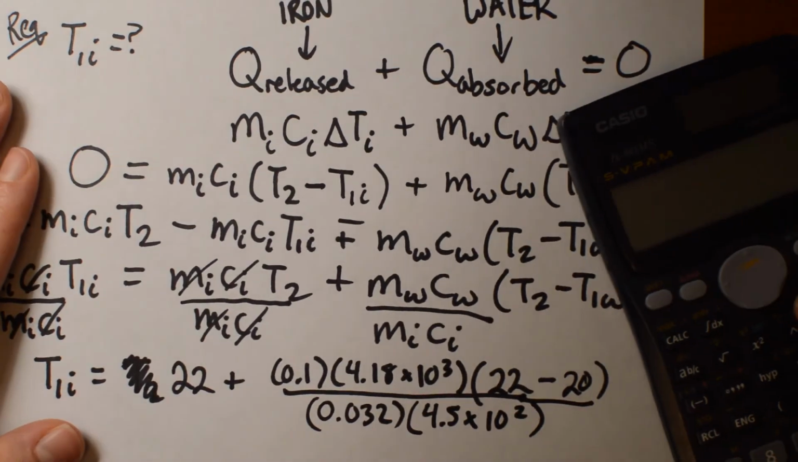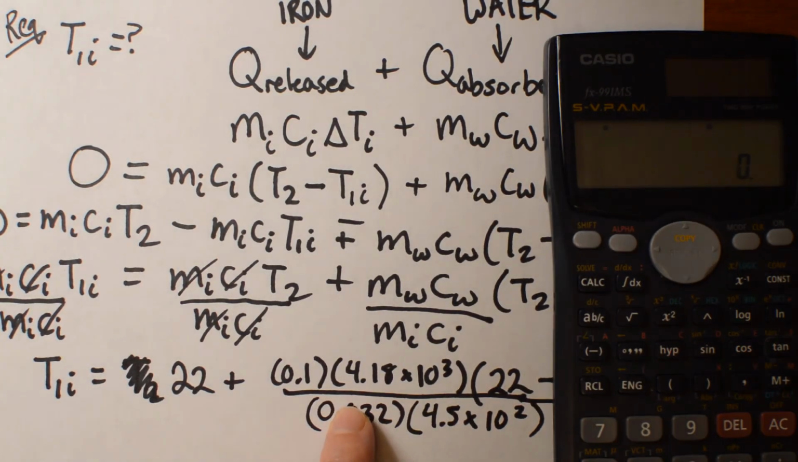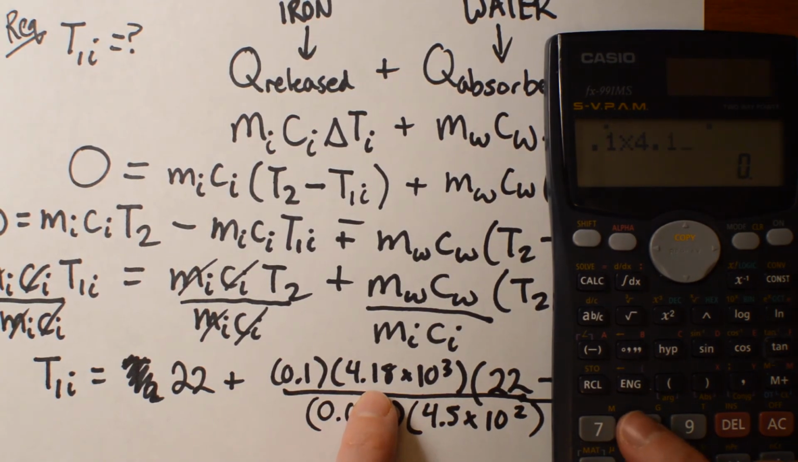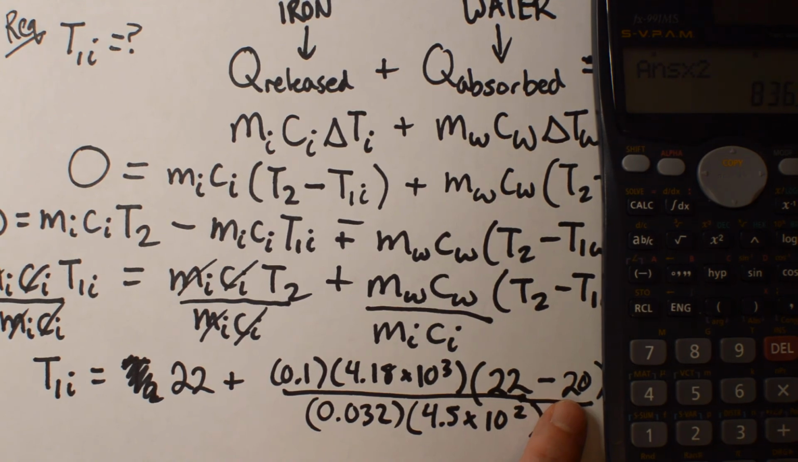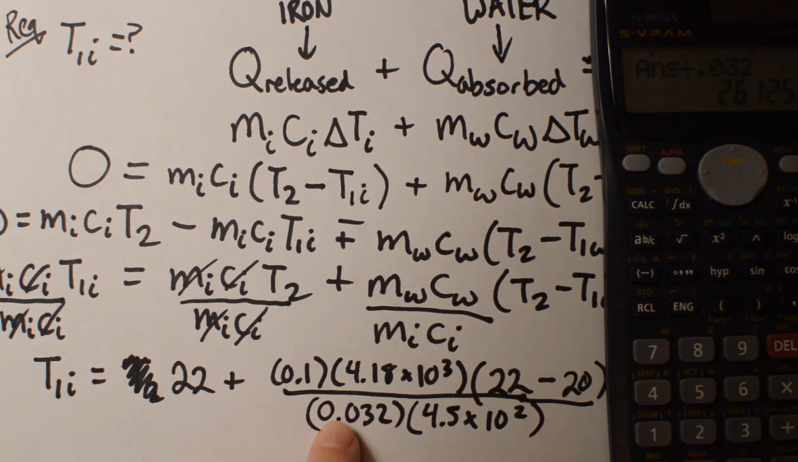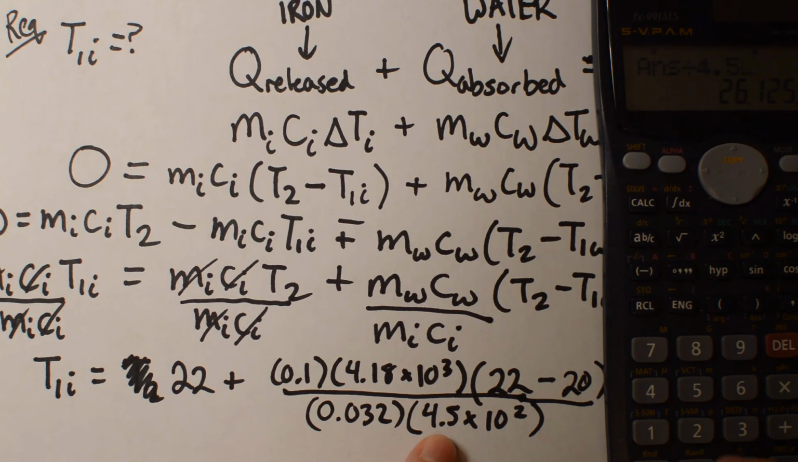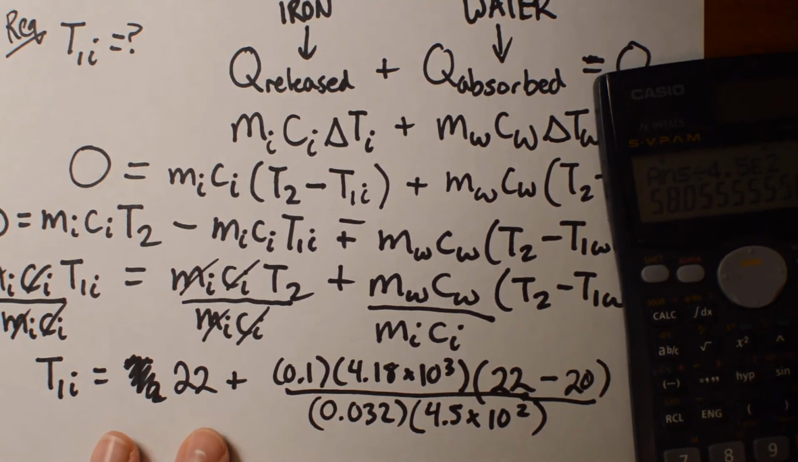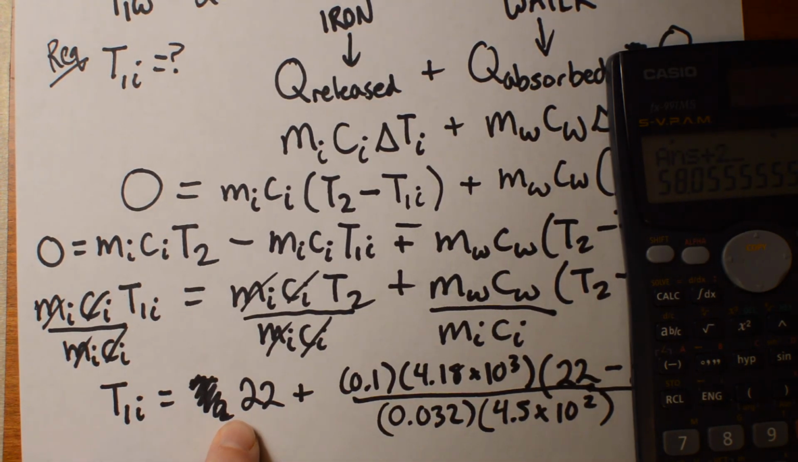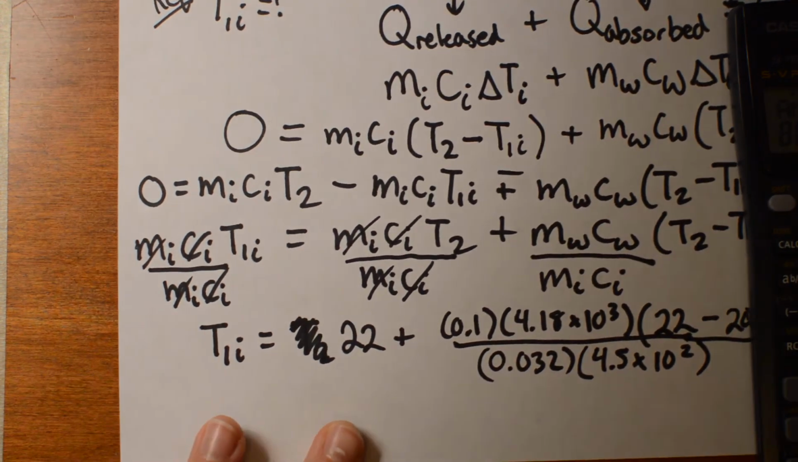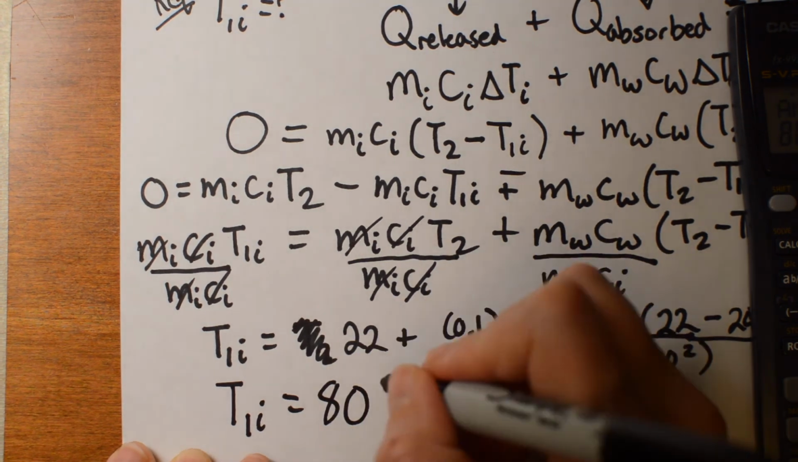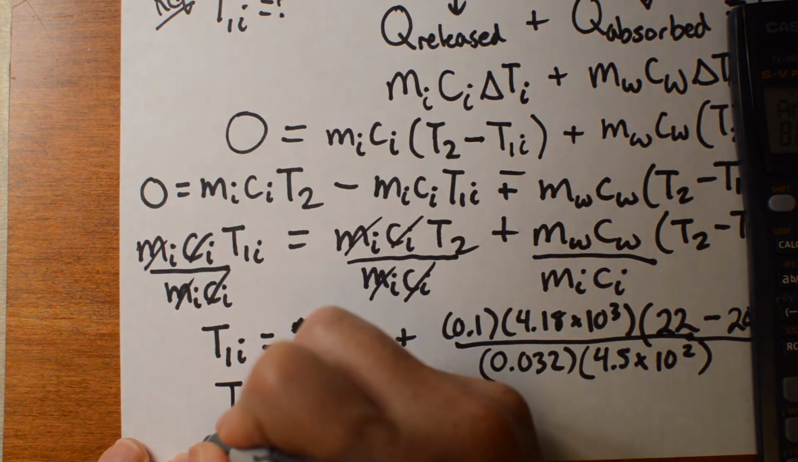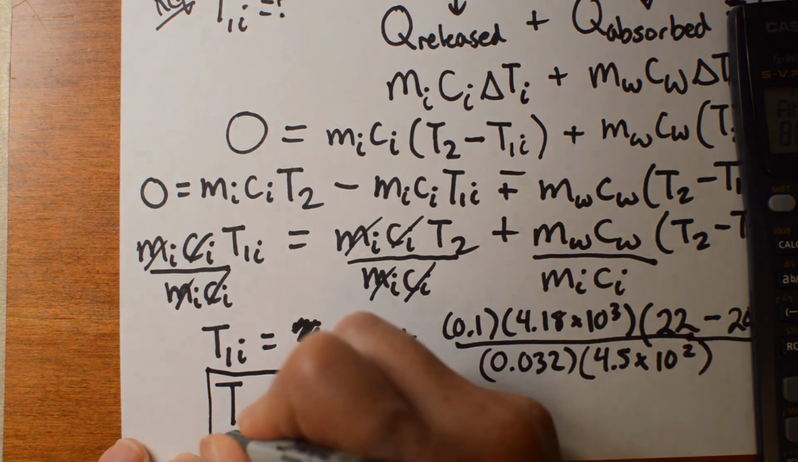All right, so plugging this into my calculator, I'm going to start with this bracket here. So 0.1 times 4.18 times 10 to the 3 times 22 minus 20 is just 2, divide by 0.032, also divide by 4.5 times 10 to the 2. And I get 58, and then plus my 22 here. It's going to give me 80. So T1 of the iron is 80. Looks like I've got 2 sig figs, so that's perfect. 80 degrees Celsius. And that is it.